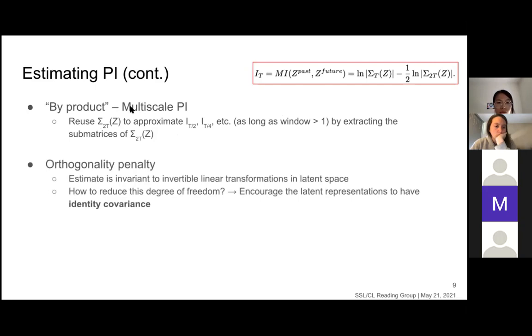And another note by the authors is that this estimate is invariant to invertible linear transformations in the latent space. So they want to reduce this degree of freedom by encouraging the latent representation to have identity covariance. And you will see this in the final objective function later, that they are enforcing or encouraging the latent representations to have identity covariance.